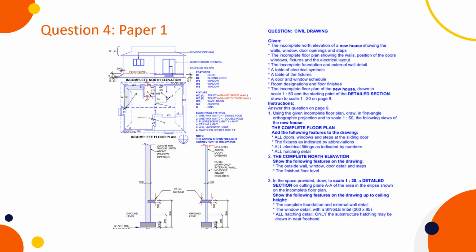We give you the scale for the floor plan and the elevation. We give you a scale for the detailed section view. We give you the table of the electrical systems, as well as the table for the fixtures. So you just have to look at what is given in the question, and then also on the left-hand side where we actually give you the physical drawings to do, and you just have to use your prior knowledge and what is given, and then you have to complete your civil drawings.